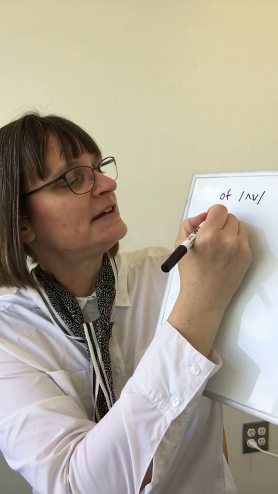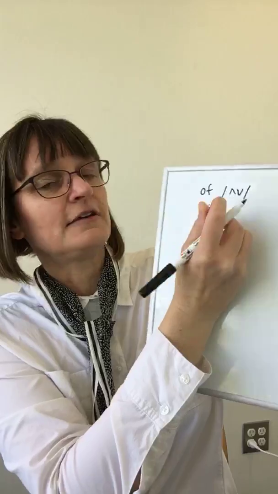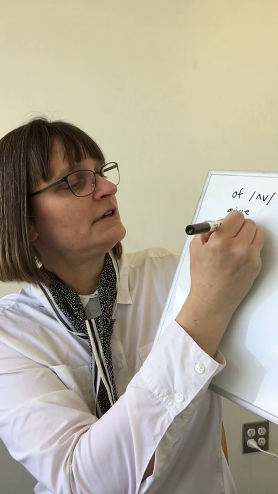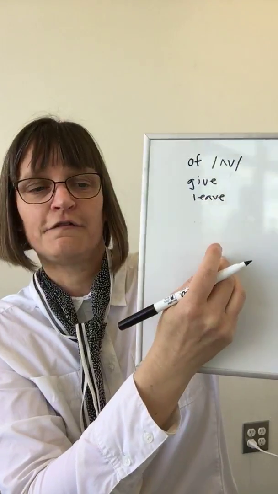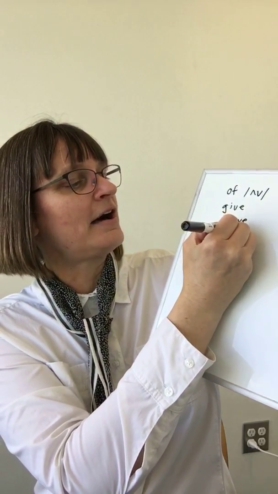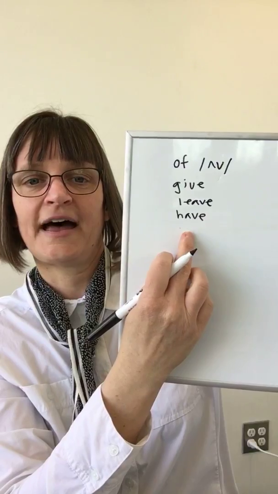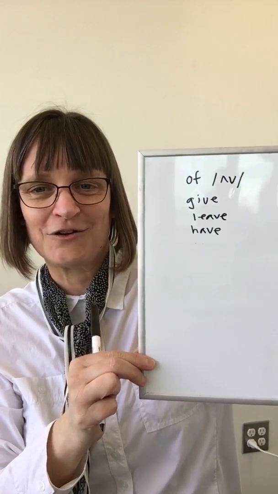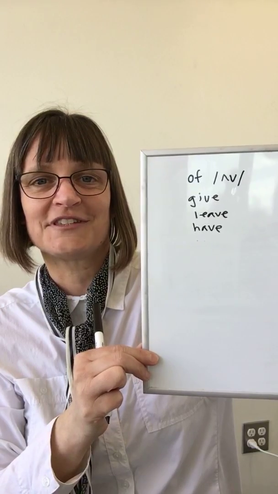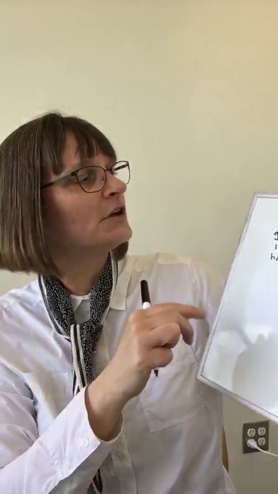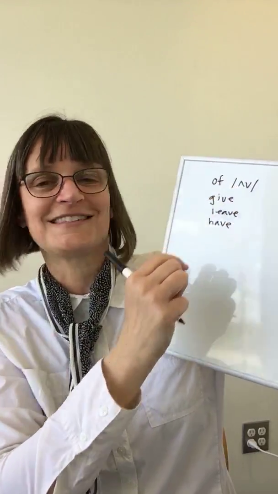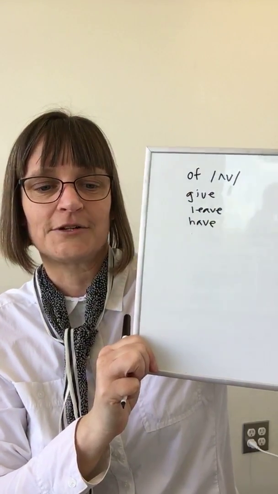Other words that might have that devoicing pattern: give, sometimes I hear "gif"; leave, sometimes I hear "leaf"; or have, sometimes I hear "half." So note that "of" is an exception. Even though it's spelled with F, we pronounce it with the sound V, "of." Good. And also, even though there's an O in that word, the sound is the vowel schwa. Good.